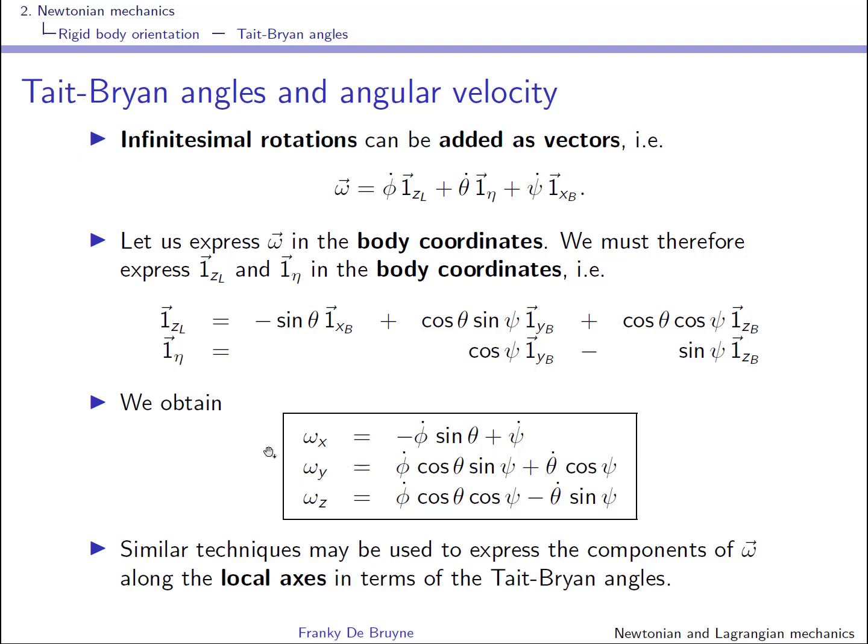You can do the same exercise for the other 2 equations, and now we have the relation between the angular velocity vector and the derivative of the Tait-Bryan variables. This is the rotation vector omega here expressed in the body axis. You can do a similar exercise and express it in the local axis. I have not done that because this is the one that we'll be using for our quadcopter model.